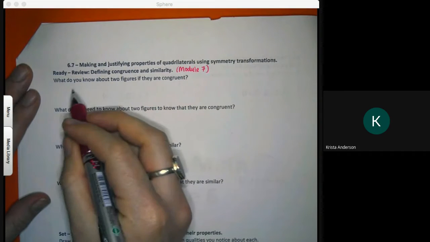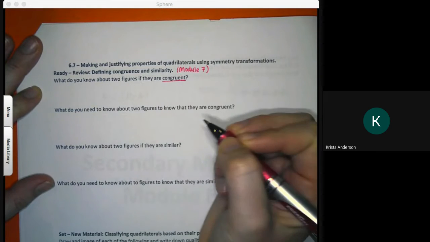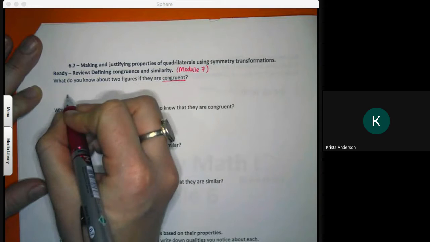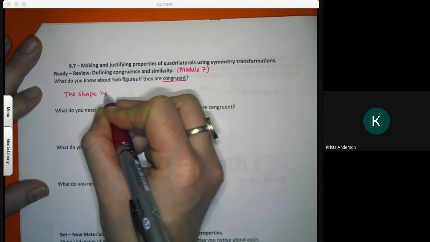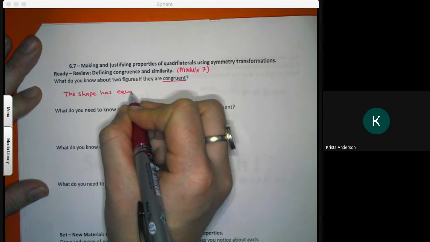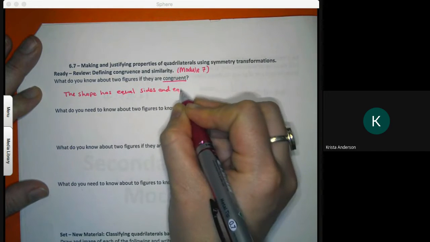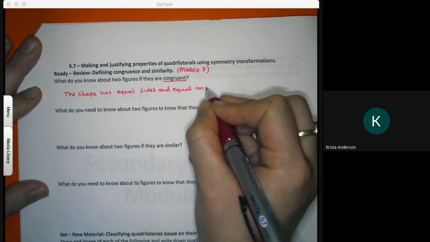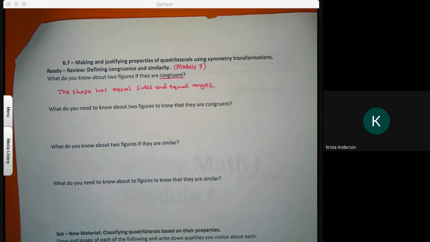On your assignment today, I want to ask you, what do you know about two figures that are congruent? Congruent means the shape has equal sides and equal angles. It will be the exact same shape. It might be moved or rotated, but all of the sides stay the same and all of the angles stay the same.